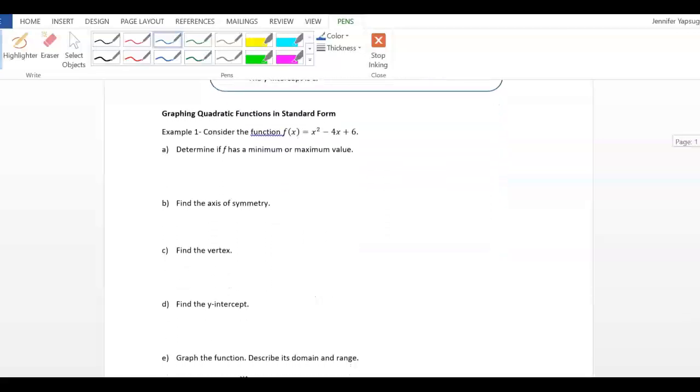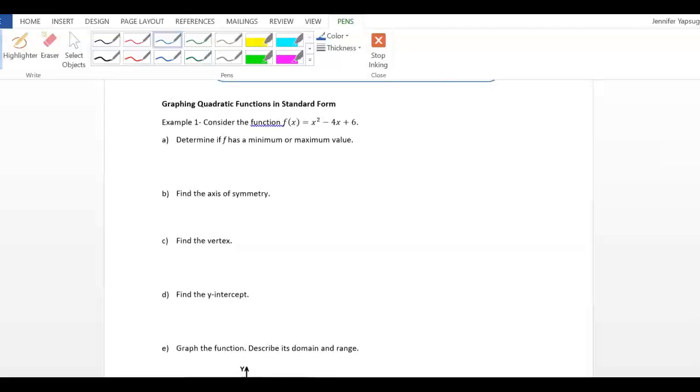We've got a quadratic function in standard form. We're going to consider the function f of x is equal to x squared minus 4x plus 6. The first thing we're asked to do is determine if the function has a minimum or maximum value. To do that, we need to look at the coefficient a. If I look at my function, my coefficient a is 1. Now if I recall, 1 is greater than 0, so that means that my graph is going to open upward. So my vertex is going to be located here. That means that this function has a minimum value.